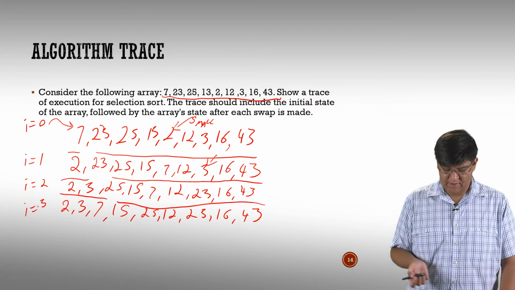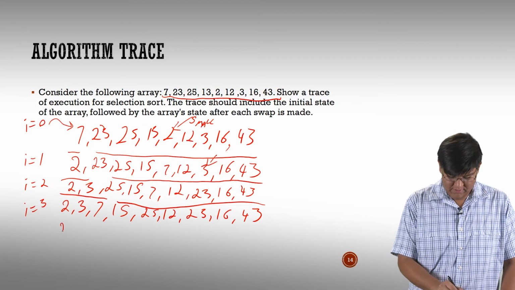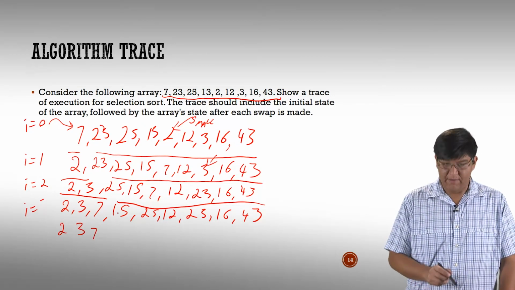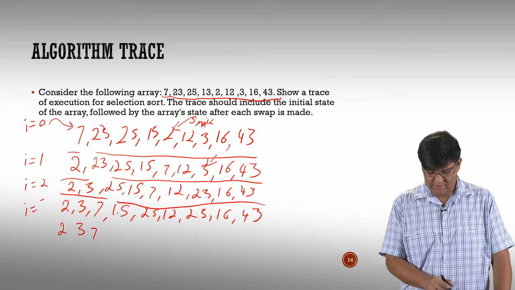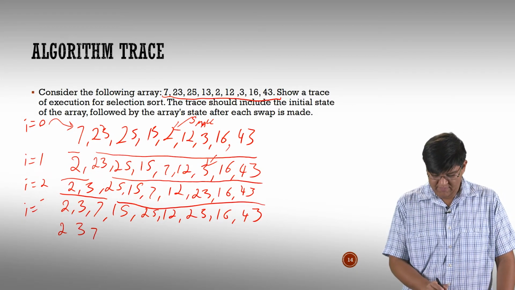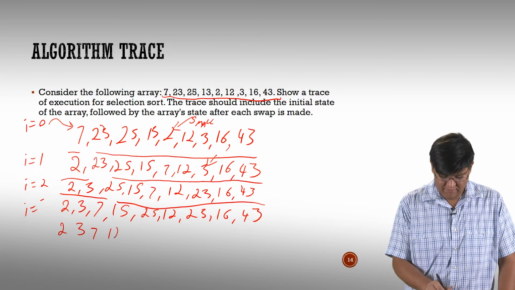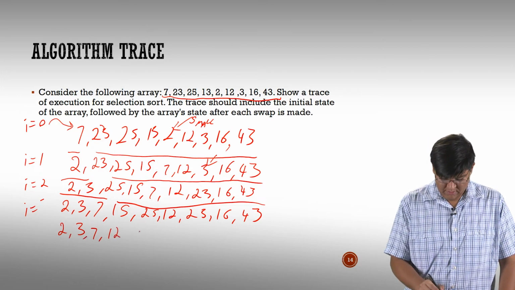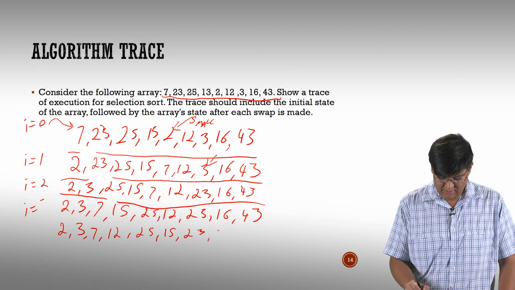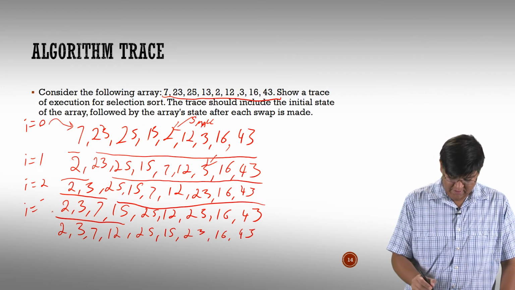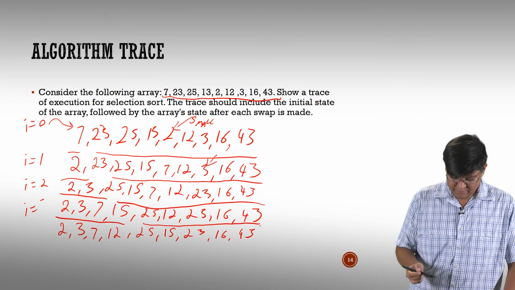i equals 3. All right, I've got to fill in my third slot. So 2, 3, 7 all stay the same. The 13 is what I want to replace. So let's look in there. What's the next smallest thing? 13, 25, 12. It looks like 12 is going to be my next smallest one, so that one I'll swap forward. The rest stay the same, and my 13 gets moved over here: 25, 23, 16, 43. So I have my sorted region in front and my unsorted region in the back.